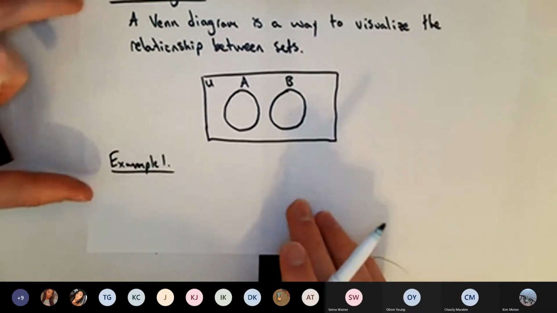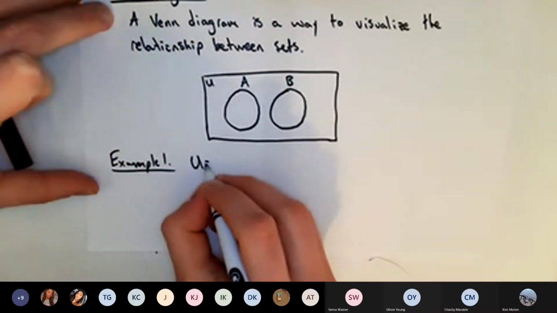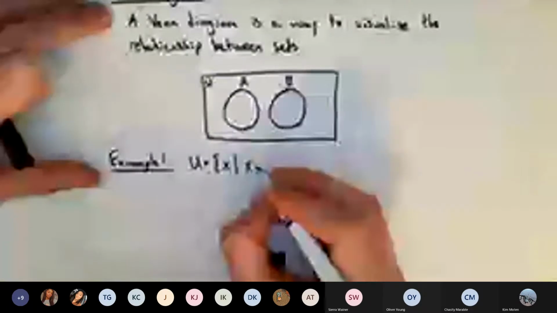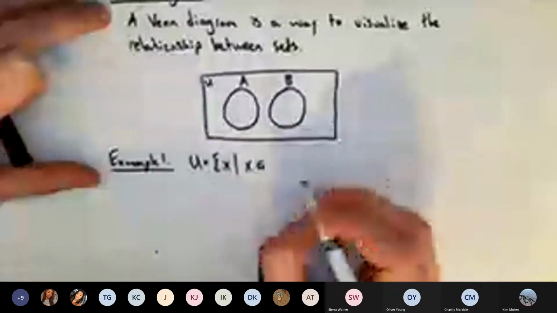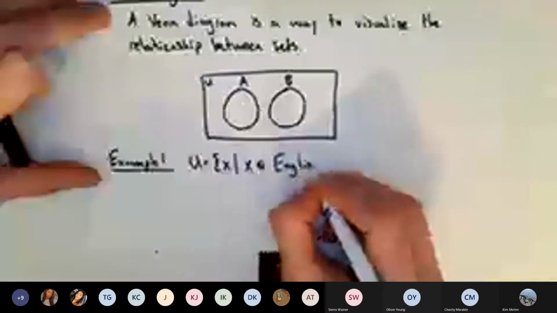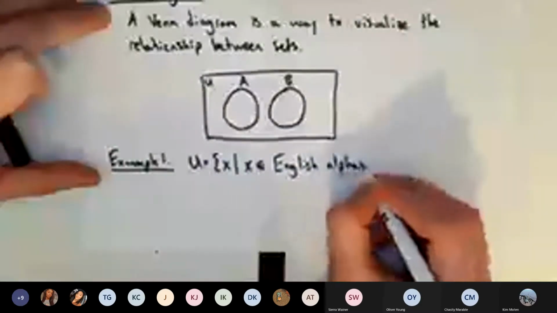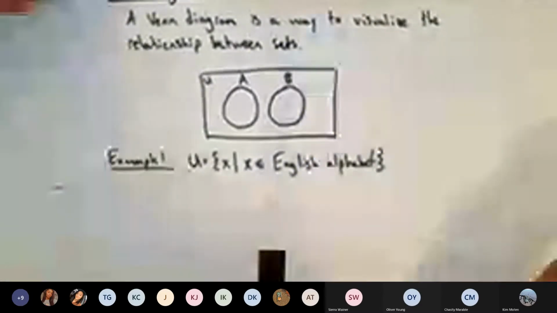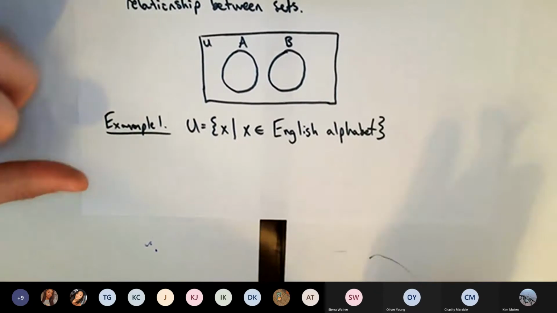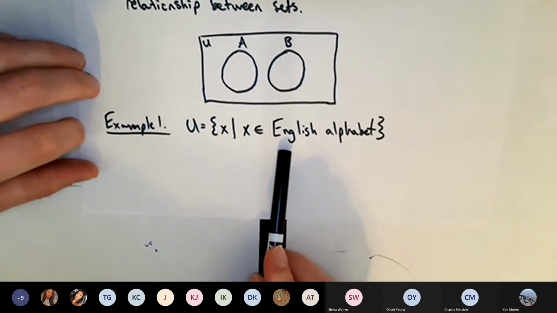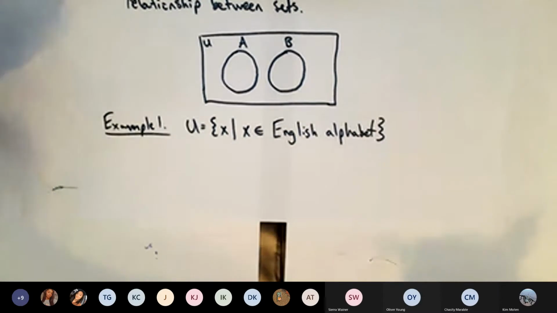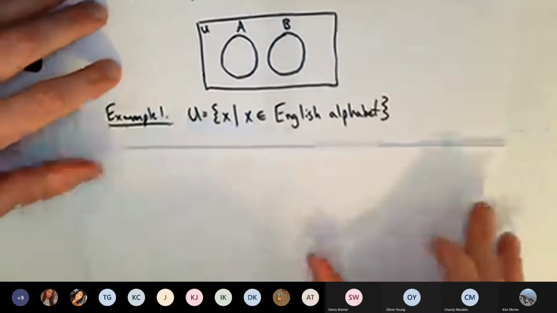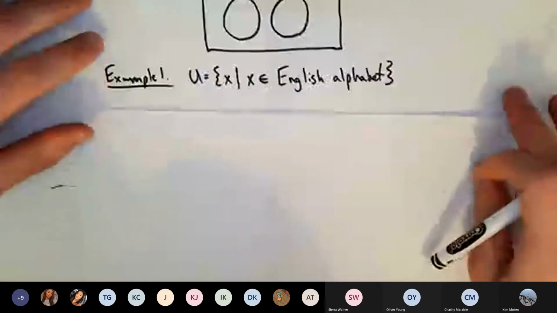Okay, so this is example 1 from the text. We're going to let U be, again, the set of English alphabet letters. The way they write it is X such that X is in English alphabet. That's a little less than formal the way they're doing that, but it's okay. We know what they mean. X is like all the alphabet letters, the 26 English alphabet letters. And by the way, we are pointing out English because obviously there's more than one alphabet. In fact, we might even use another alphabet. In math, we use the Greek alphabet a lot.